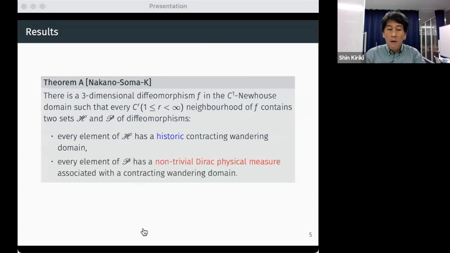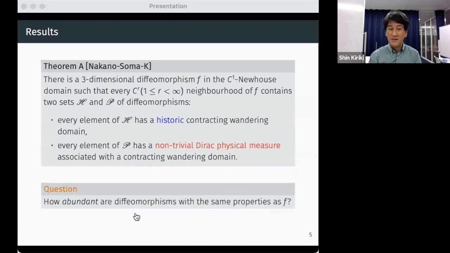And also, every diffeomorphism belonging to the other set P has a non-trivial Dirac physical measure associated with a contracting wandering domain. This is the first result of our preprint, but since it is a consequence asserting the existence of a single diffeomorphism, it is natural to ask about its generality, that is, how abundant, how many diffeomorphisms have the same property as F of Theorem A.